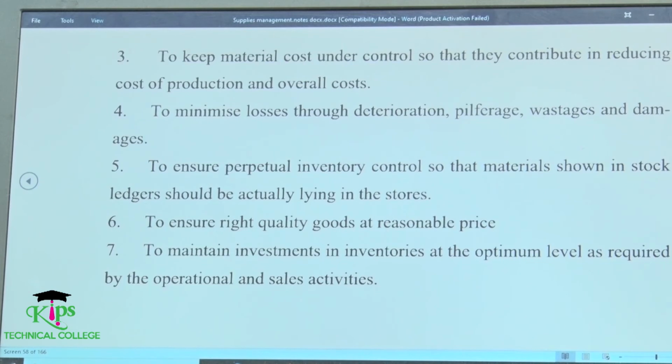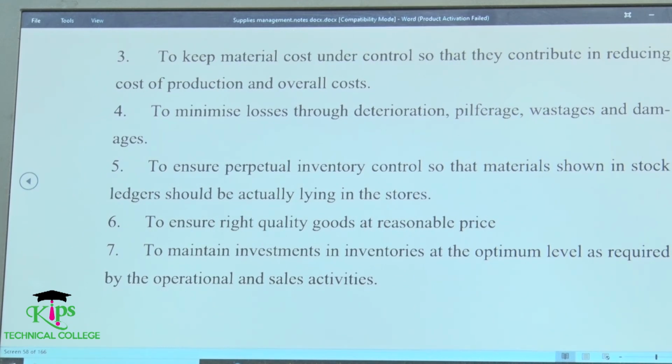You also need to keep material cost under control by contributing to the reduction of the overall cost of the organization. Inventory management also ensures minimization of losses by ensuring we don't have damages or wastages in inventory. It also enables perpetual inventory control so that materials shown in stock ledgers should actually be lying in the store. So inventory control creates a balance between the actual stock and the expected stock in the system. So you're able to know how much you have physically and how much you have in the system.